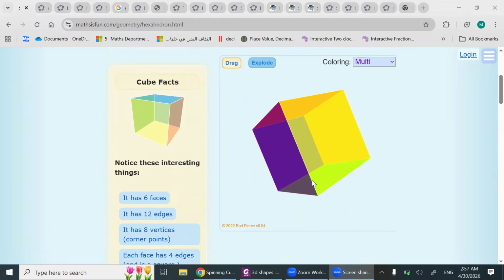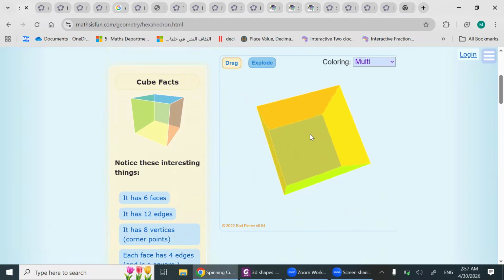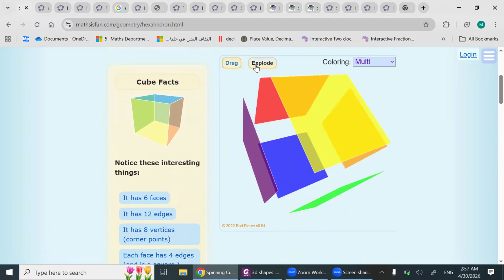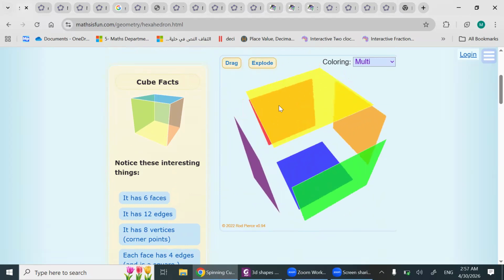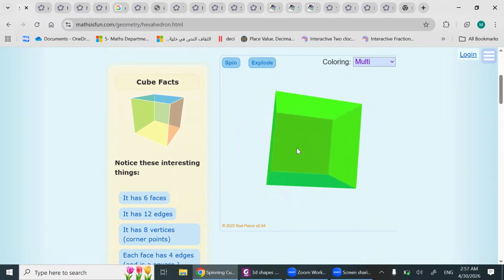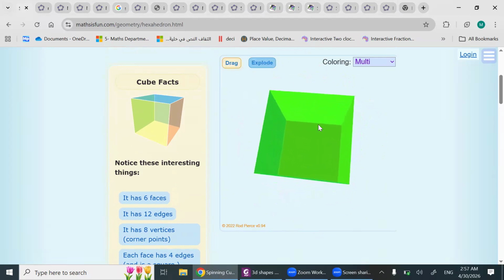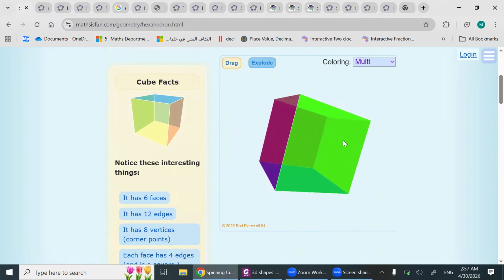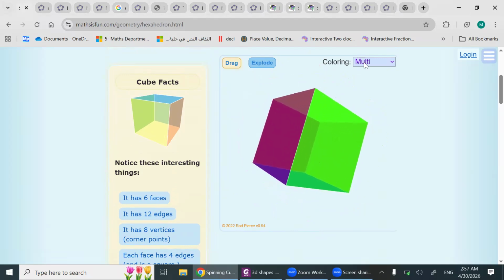The first shape we will discuss its properties is the cube. The cube has six faces. All its faces are squares. The face is a surface. Maybe the surface is flat or curved. All the faces of the cube are flat faces. While the cube has eight vertices, we mean by vertices the points or the corners.